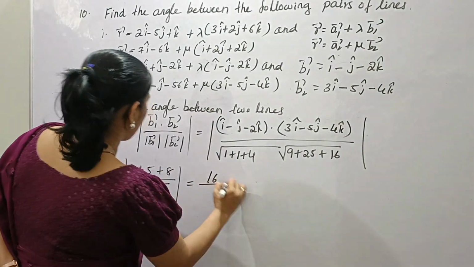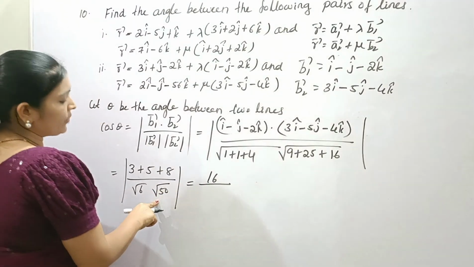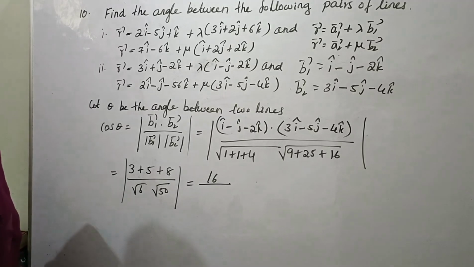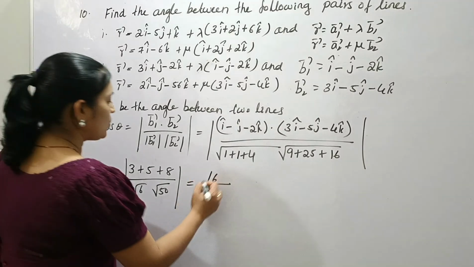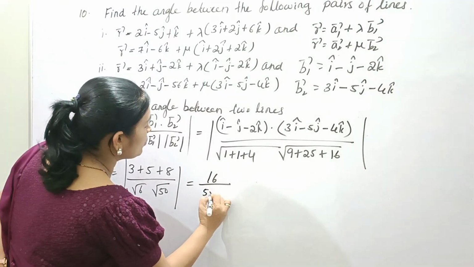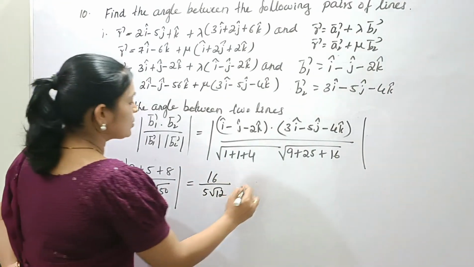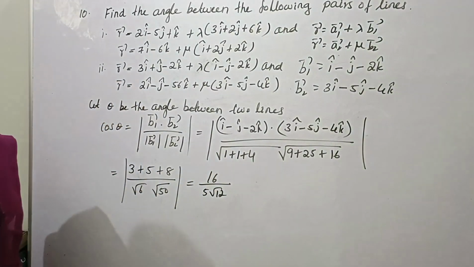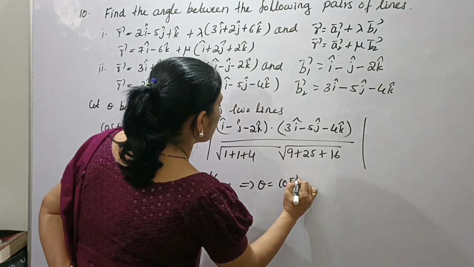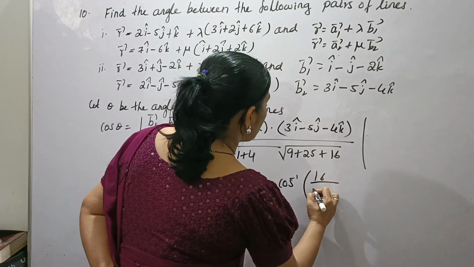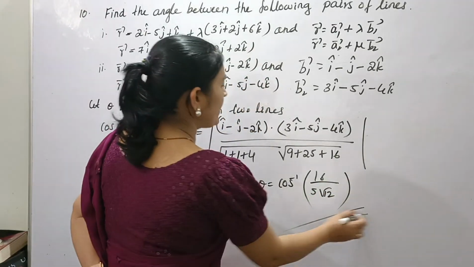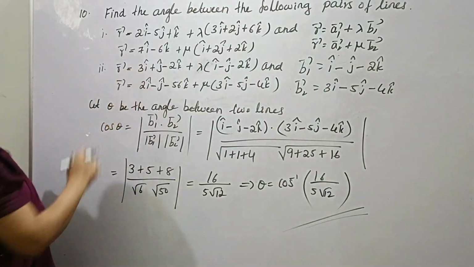Root 50 can be written as 2 into 25, that is 5 root 2. So 5 root 2 into root 6 is 5 root 12. So cos theta is equal to 16 by 5 root 12. That implies theta is equal to cos inverse of 16 divided by 5 root 12. It is the angle between these two lines.